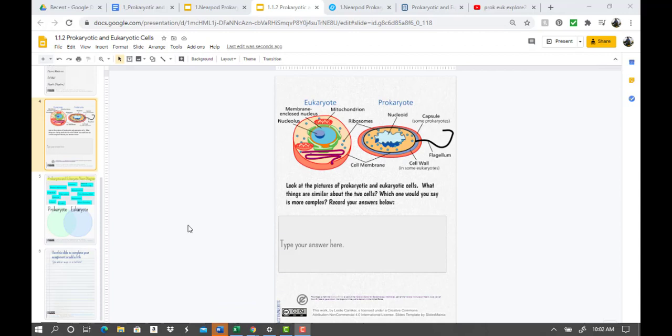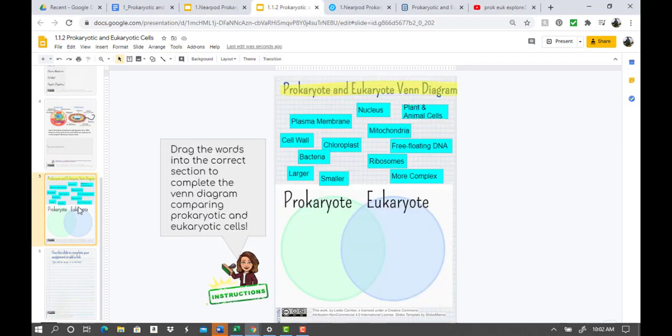Okay, welcome back. So you should have had a chance to fill out this slide. You've typed your answer here. And then we're going to go over the Venn diagram. A good idea is maybe to make a copy of this Venn diagram so you can drag the pieces back up and put them in the right place just to check yourself and study.